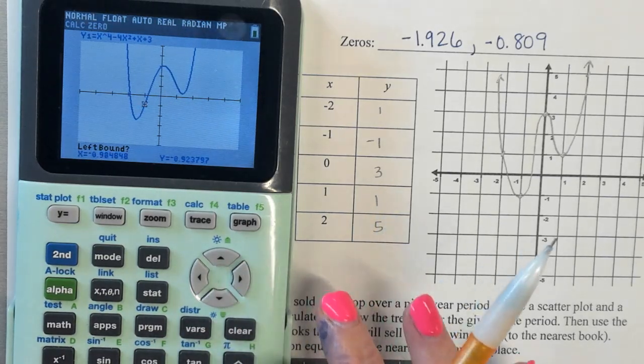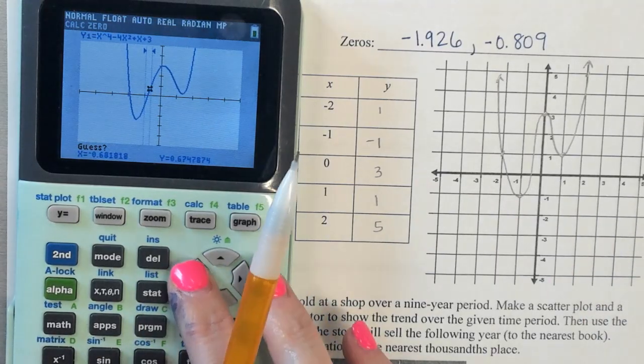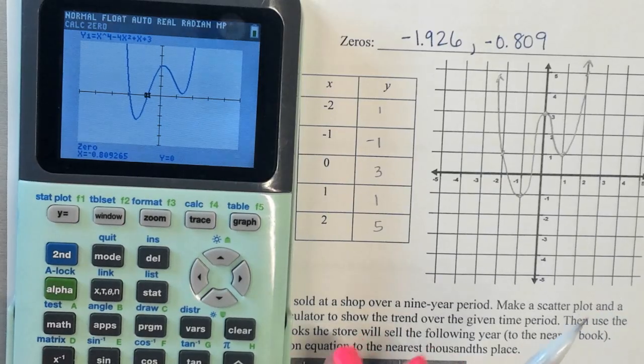So left bound would be under, right bound for this one would be on the positive side. You have to have that sign change. Okay, and then this one did round it to y equals 0.